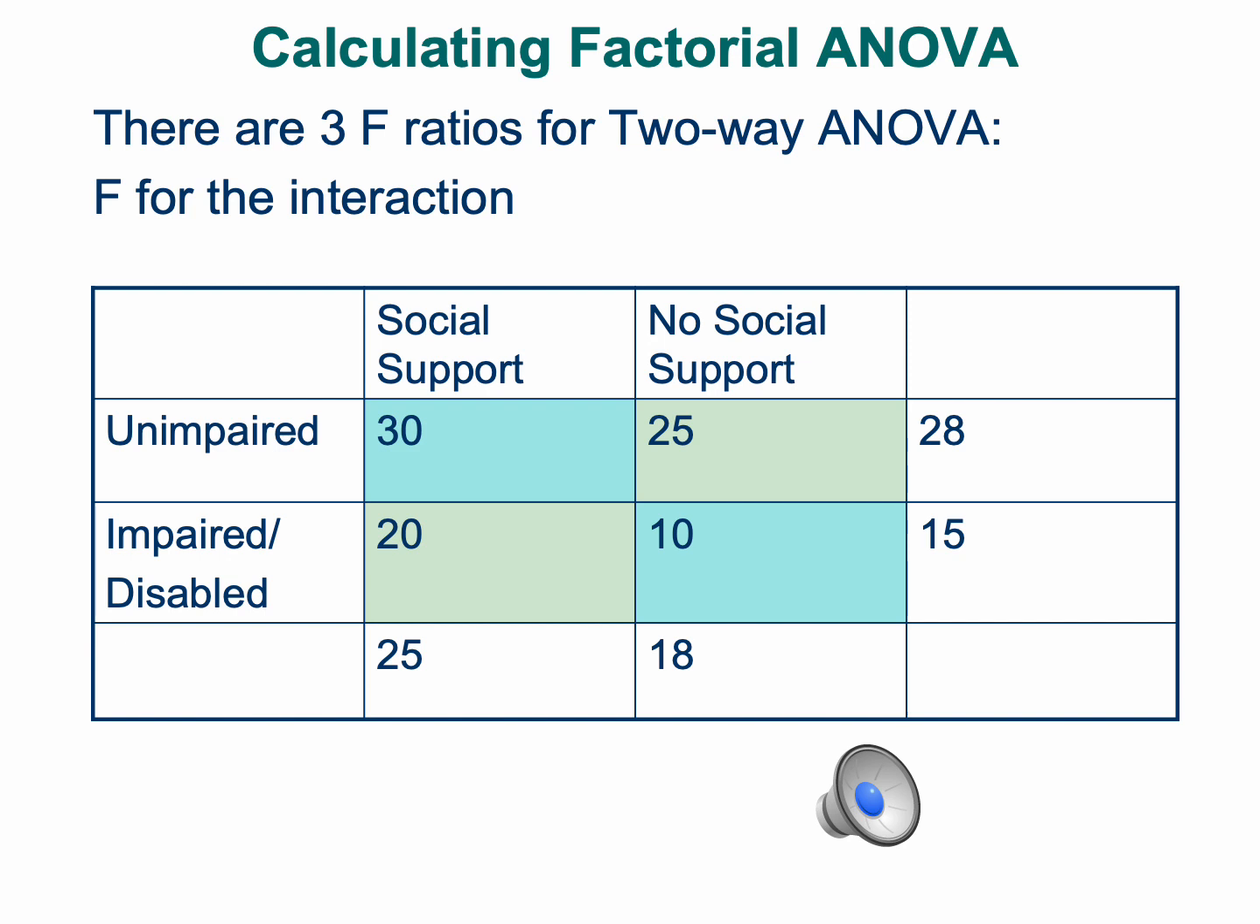And this is the statistic for the interaction. So the interaction is the new thing we're adding with Factorial ANOVA because now we have more than one independent variable.